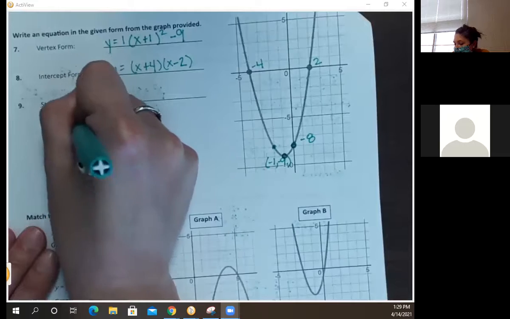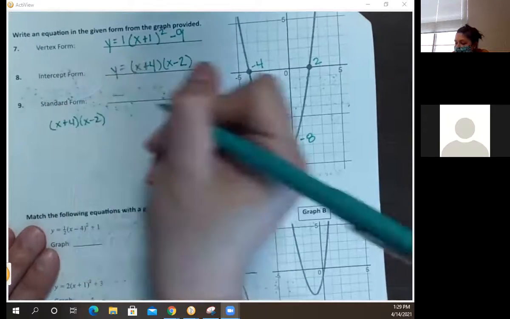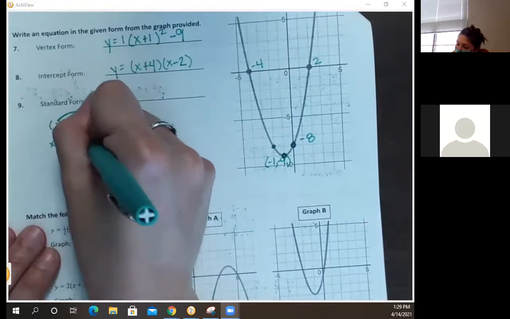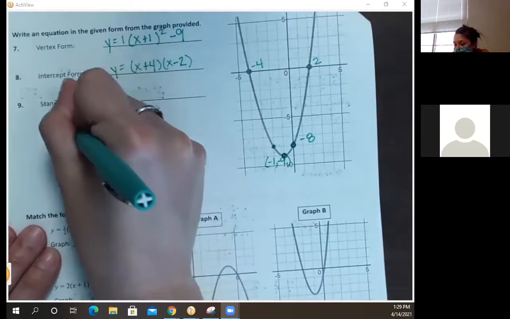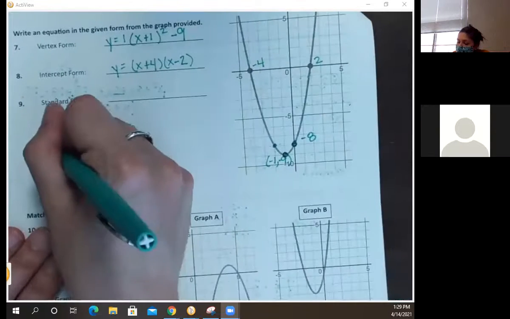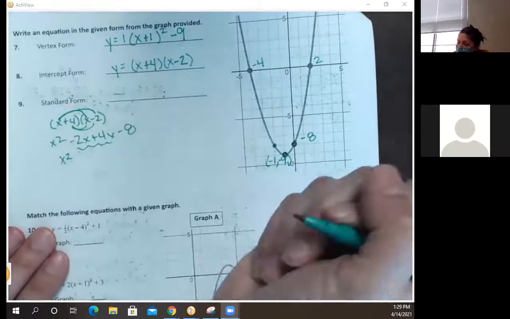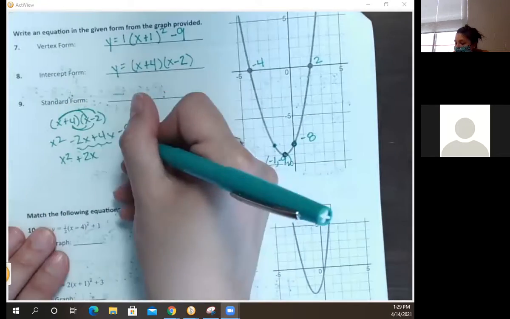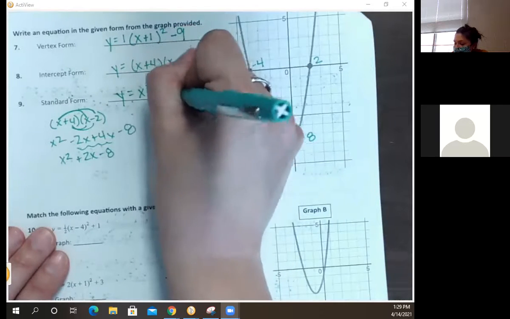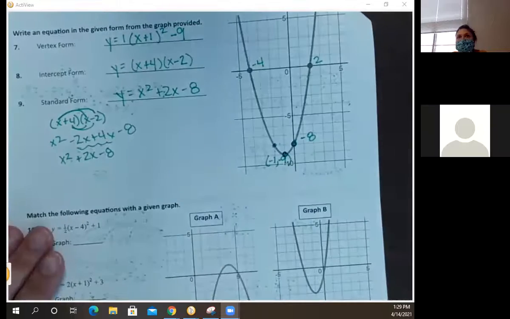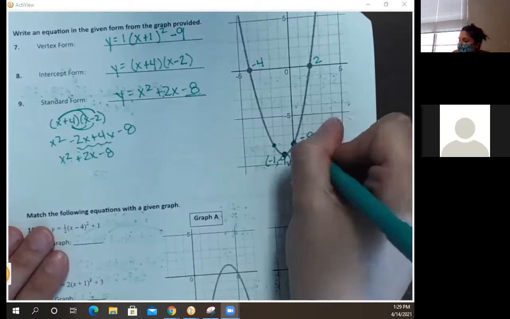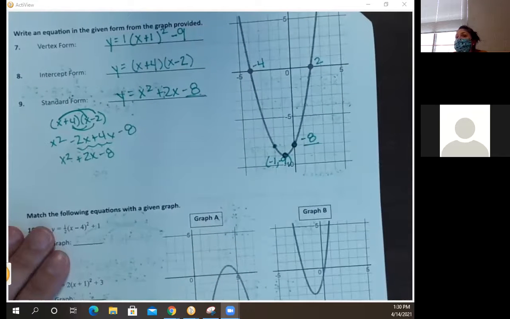So x plus 4 times x minus 2. That would give me x². Again, be careful with your distribution. Minus 2x plus 4x minus 8. And then don't forget, to get standard form, you need to combine your like terms. So I've got x² plus 2x minus 8. So there's my standard form: x² plus 2x minus 8. And it's always a good idea to check your y-intercept from your function with your y-intercept on your graph. If they don't match, double check your work.